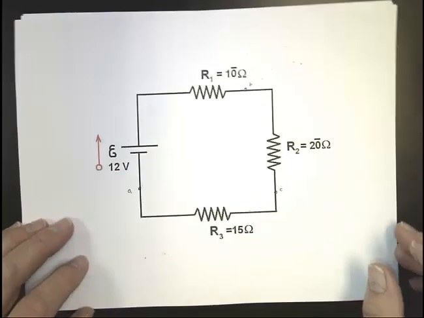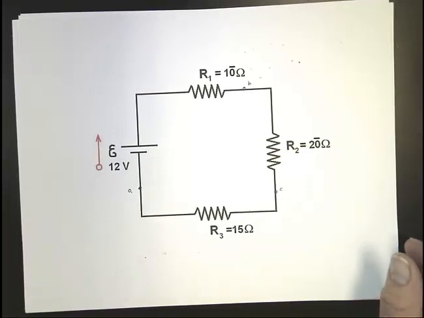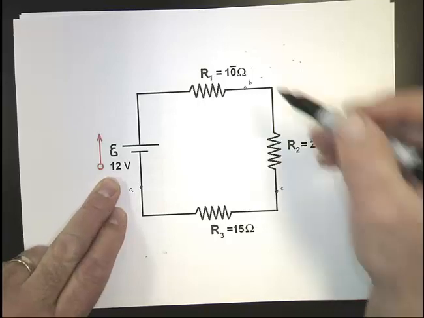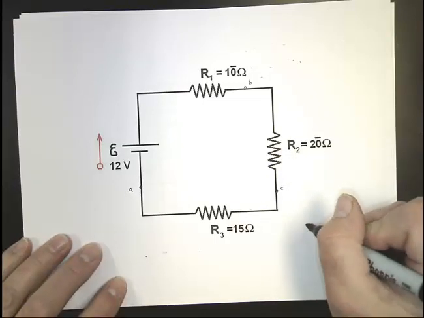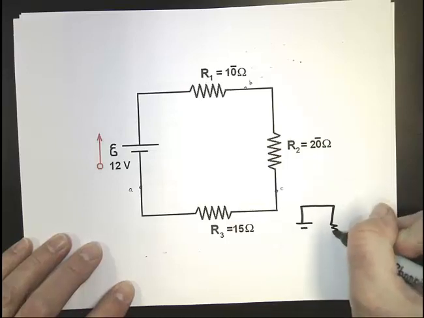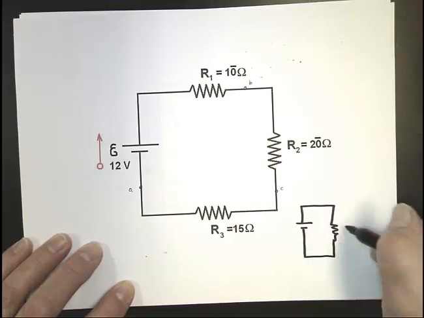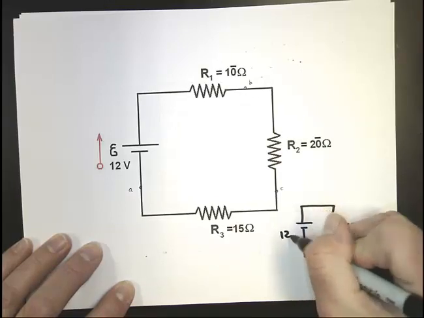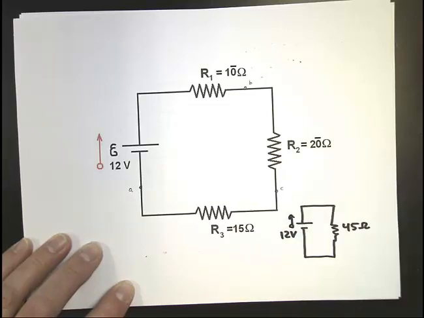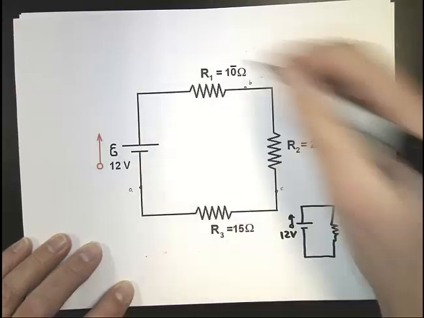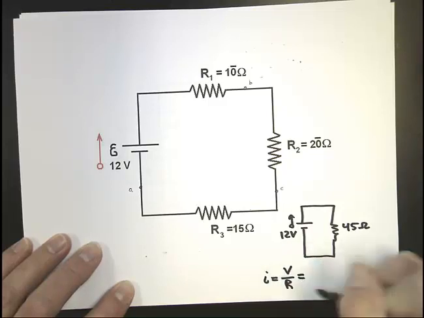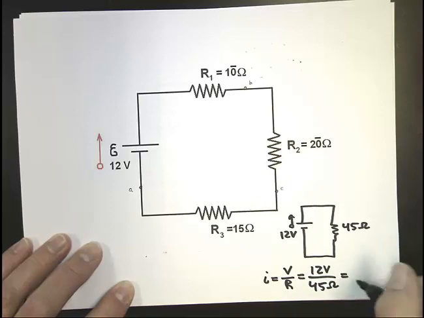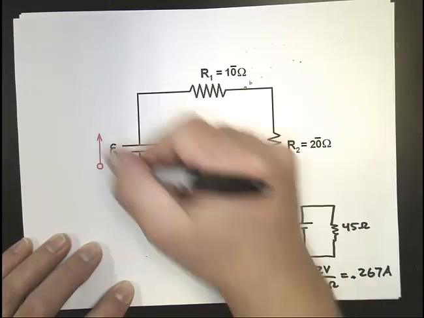All right, so looking at Kirchhoff's laws in this particular circuit, we've got a battery, 12 volts. We've got resistors, 10 ohms, 20 ohms, 15 ohms, all in series. So you could think of this particular circuit as being a battery connected to 45 ohms of resistance. So the current running through this thing is going to be 12 volts across the battery divided by 45 ohms. Punch it out, 0.267 amps of current running through this thing.